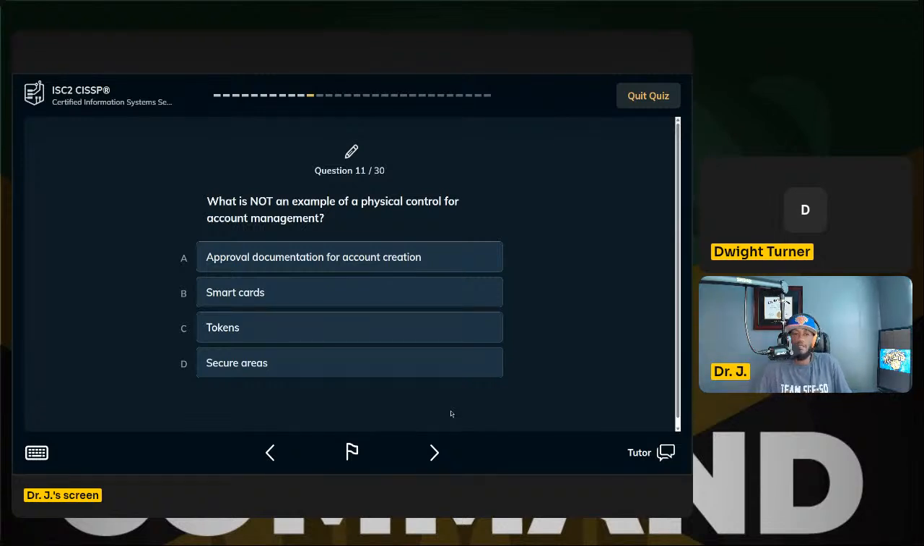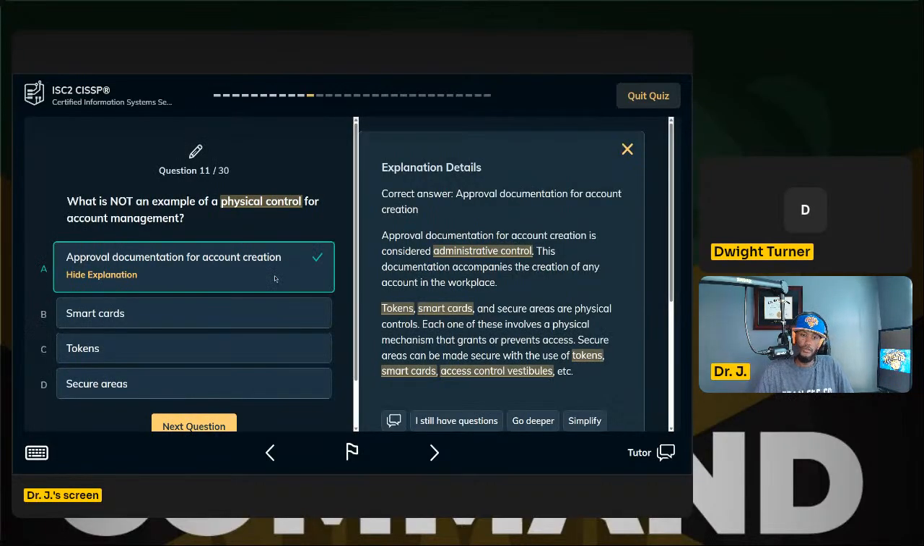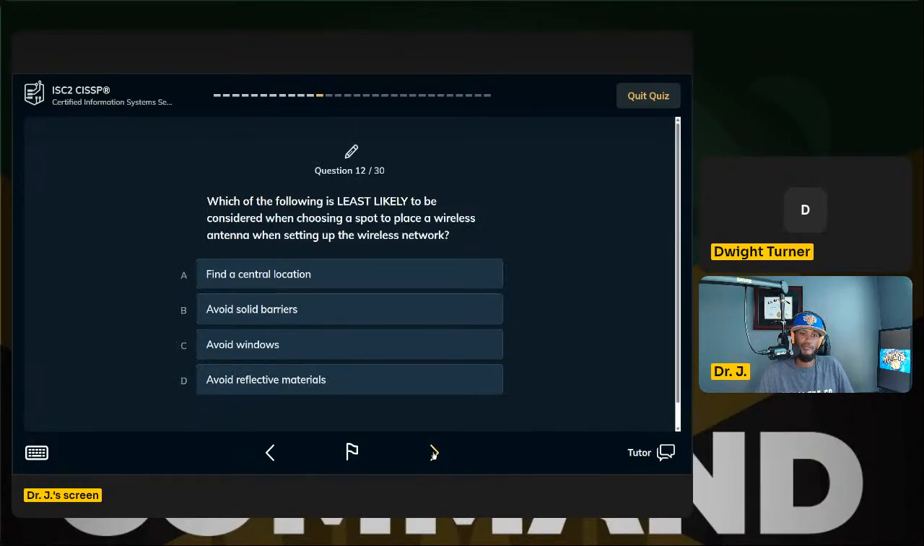All right. What is not an example of a physical control for account management? All right. So Bravo, yes. Charlie, yes. Secure areas, yes. Approval documentation for account creation. I mean, that's more administrative. Yep. Administrative control. I mean, paperwork, administrative stuff.